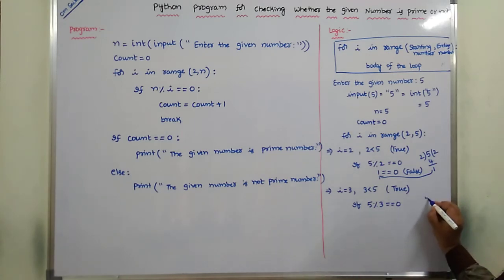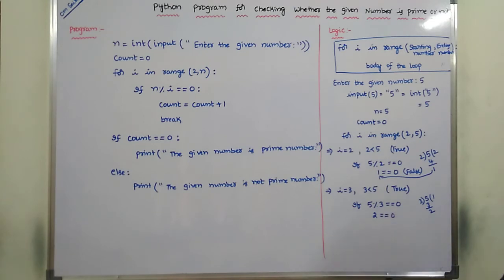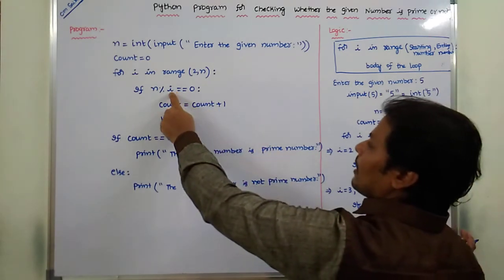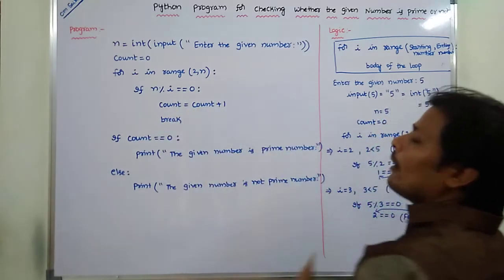So now 5 can be divided by 3, 3 1s are 3, remainder is 2. What we are getting? 2 equal to 0. 2 is the remainder, so this remainder value I am writing. So 2 equal to 0, that is false. If the condition is false at the if, again the control goes to the for loop.